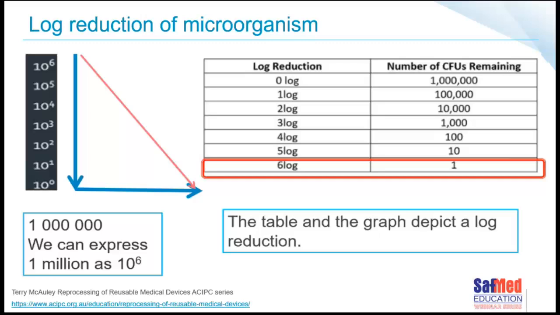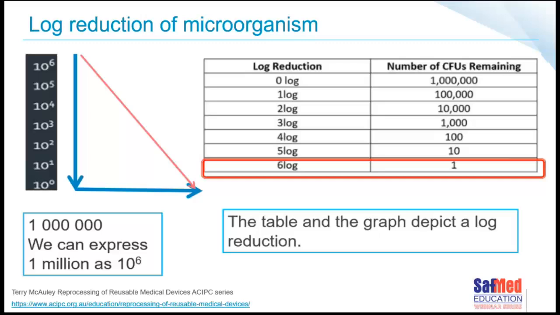When we reduce by 1 log, if we're looking at the table now, we've gone from 1 million microorganisms down to 100,000. 2 logs, we're down to 10,000. 3 log, we're down to 1,000. Eventually, at the 6 log reduction, we're looking at 1 microorganism left on the device. That's our scientific principle that we work with.